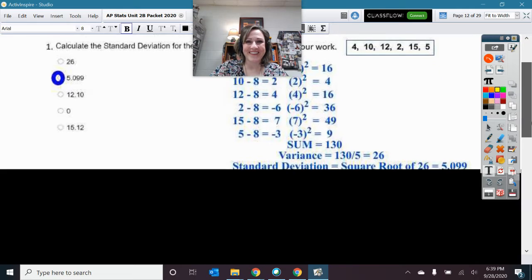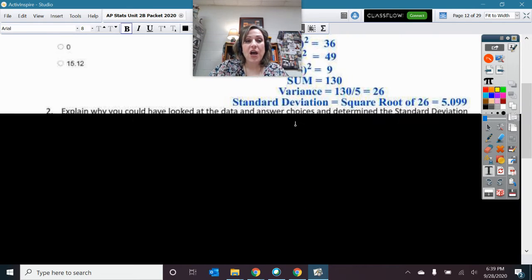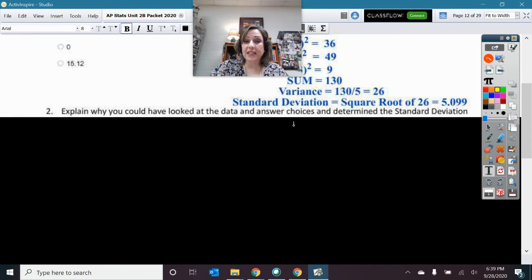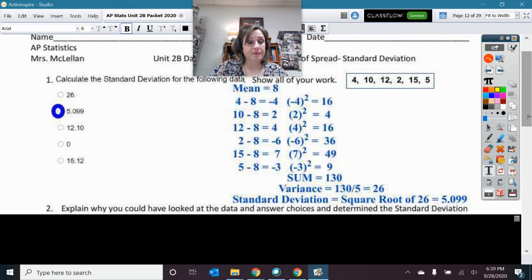All right, now down here, explain why you could have looked at the data and then the answer choices up here and determined the standard deviation. Well, our numbers are going from 2 to 15. So I can tell you the average distance isn't going to be 26. I mean, the range from 2 to 15 in itself is 13. Okay, so the average distance from the mean isn't going to be as large as 12, 10, 15.